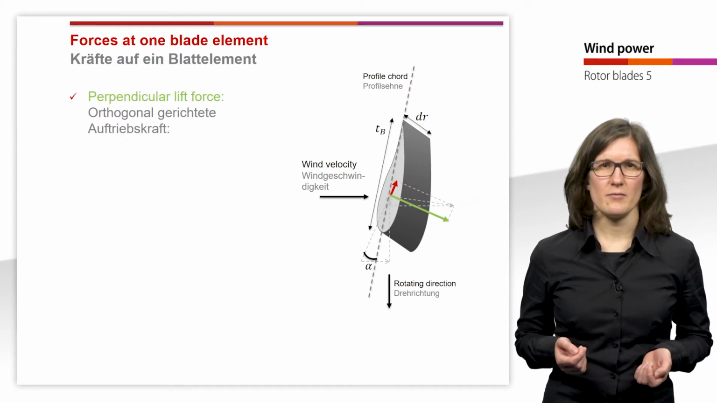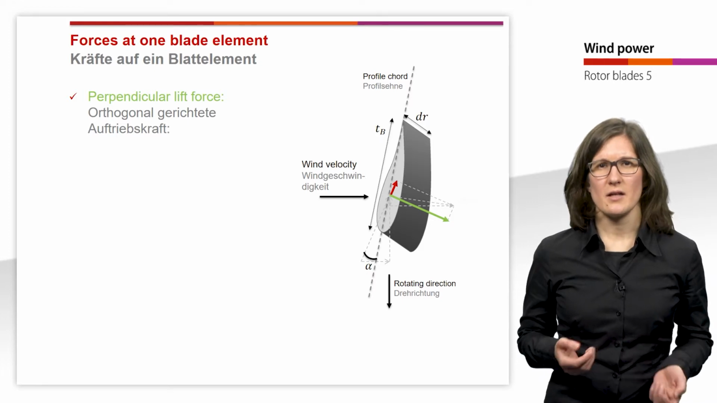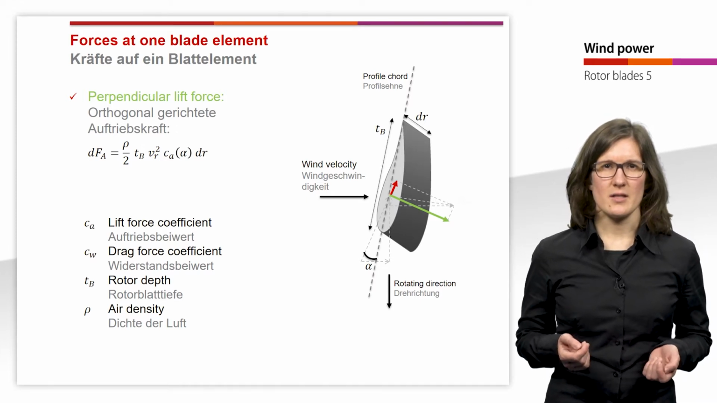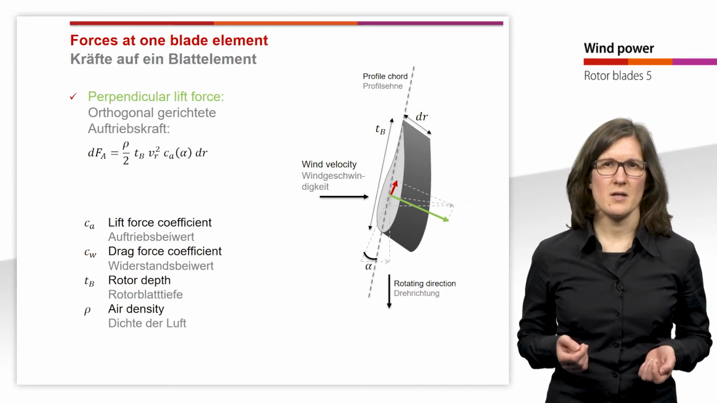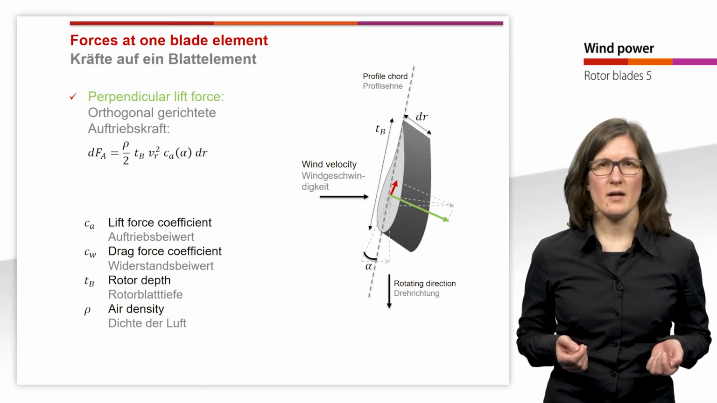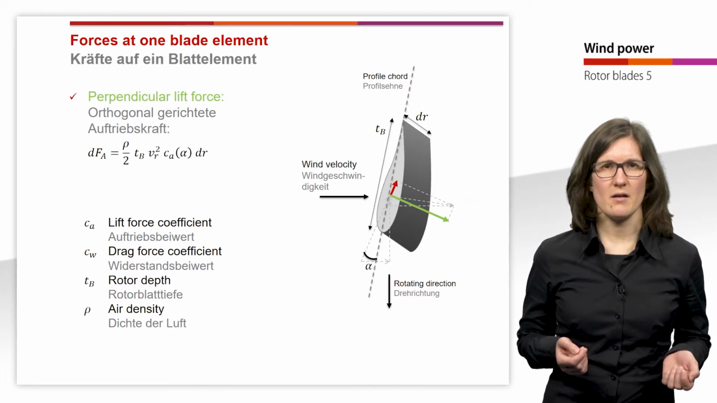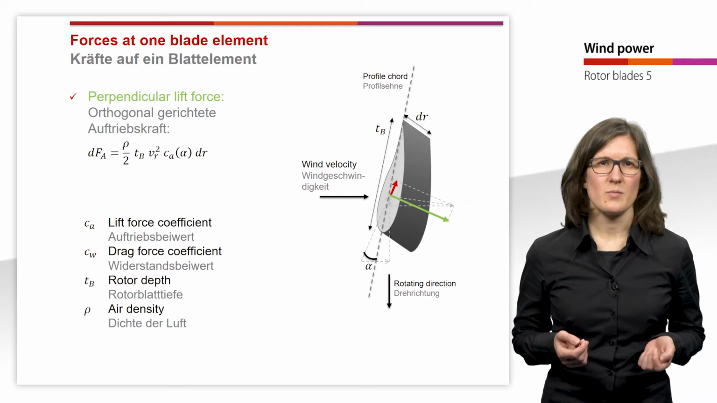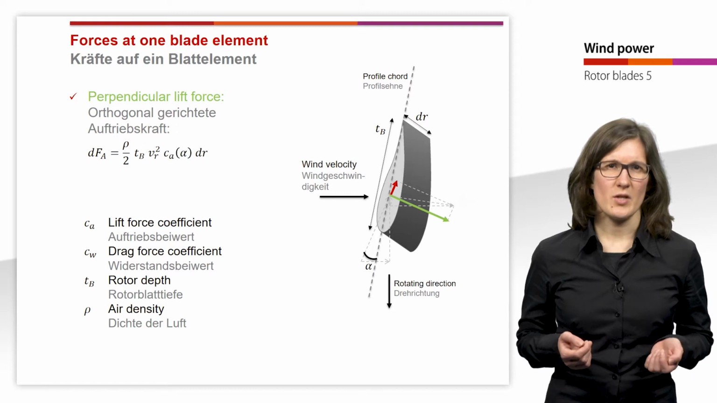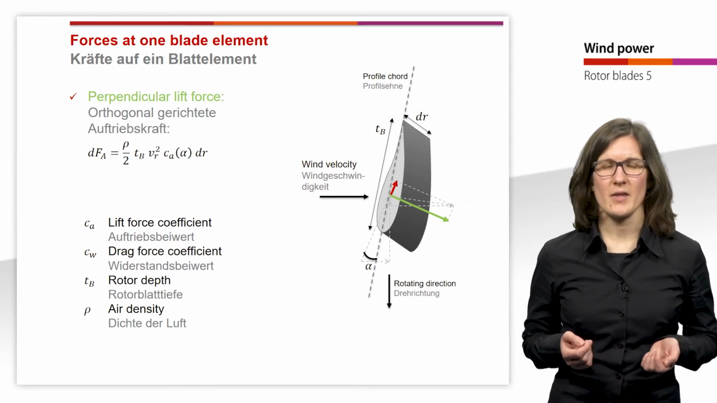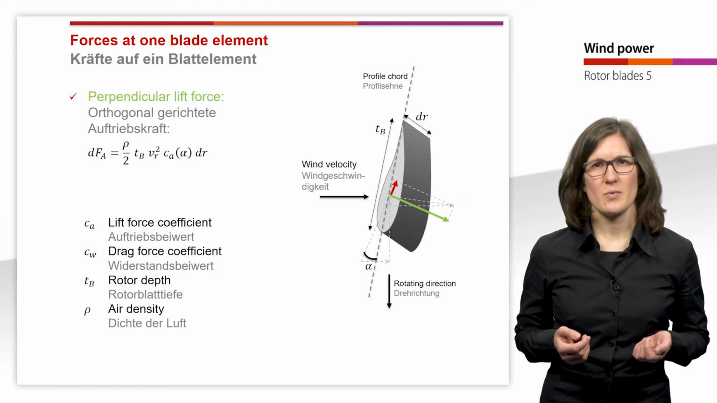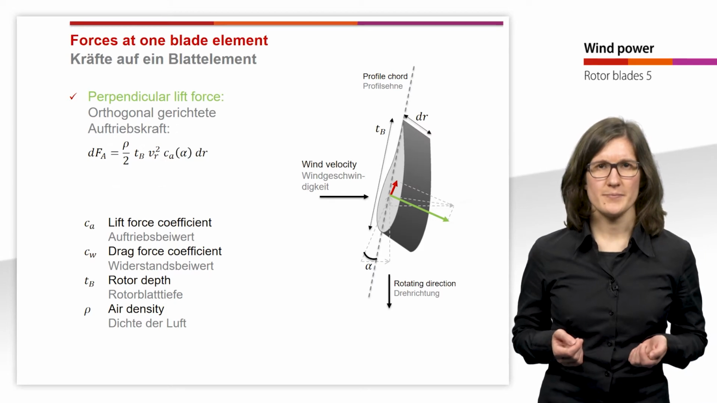The perpendicular lift force is shown in green. It is calculated by the following formula. Thus it also depends on the air density, the rotor blade depth Tb, the resulting velocity Vr to the power of 2, and the depth of the blade element dr. Additionally, it depends on the lift force coefficient Ca. This coefficient is a dimensionless measure for the lift of a body, and it also depends on the angle of attack alpha and is usually determined experimentally in the wind channel.